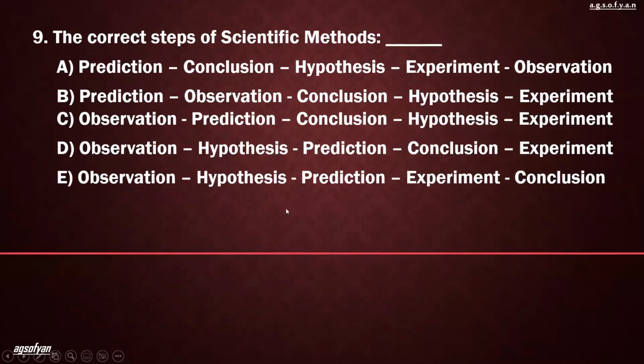The correct steps of the scientific method always start with observation, right? What is after observation? Hypothesis. You do a hypothesis, and then what is after hypothesis? Of course, prediction. What is next? Experimentation. Conclusion should be the last. So you got it. So it should be E.